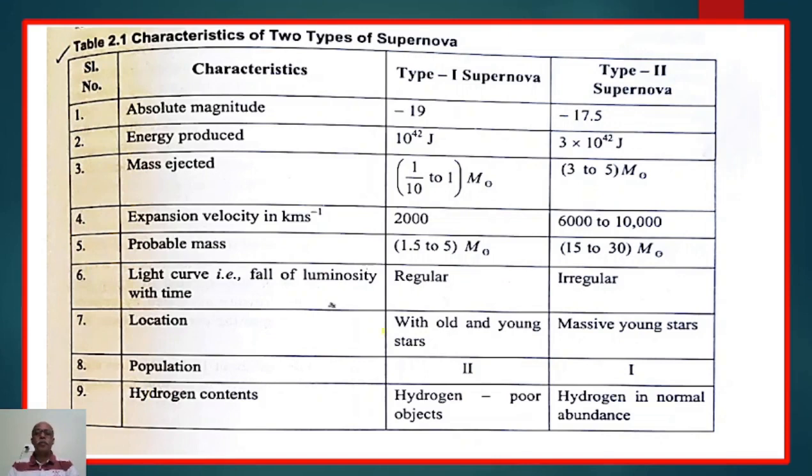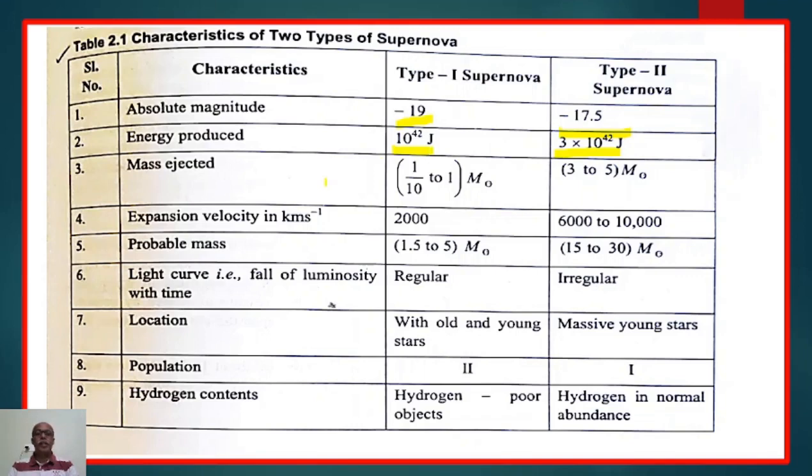We have two different types of supernova. One is type 1 supernova and the other is type 2 supernova. These supernovae have different characteristics, and the characteristics of these two are tabulated here. The absolute magnitude of type 1 supernova is minus 19 and that of type 2 is minus 17.5. The energy liberated in type 1 supernova is 10^42 joule, and in the case of type 2 it is 3 times 10^42 joule.